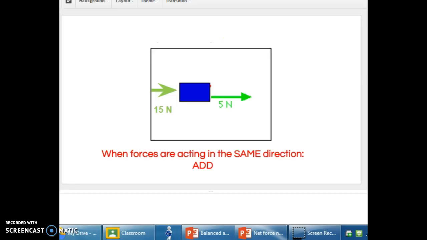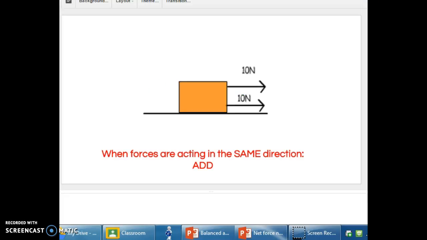Okay, so they're going in the same direction. You're going to add. I have 15 newtons pushing. I have 5 newtons pulling, so it is moving to the right at a force of 20 newtons. These are moving in the same direction. I have 2 pulling forces of 10 newtons each. So this object is moving to the right at the force of 20 newtons.